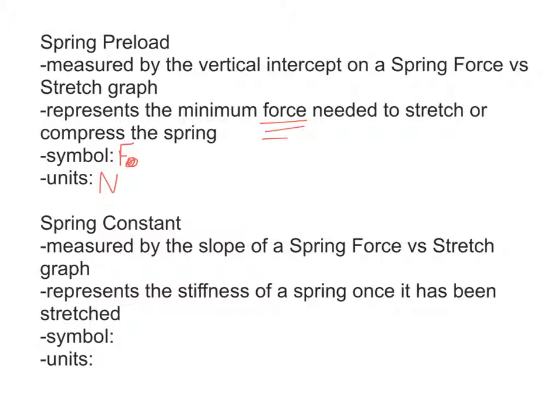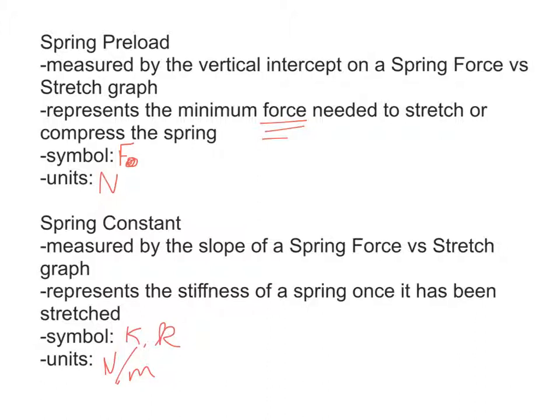The next thing we have is the spring constant, and this is measured by the slope of your spring force versus stretch graph. So again, we saw this in the lab. This tells you the stiffness of a spring once it has been stretched or compressed. The symbol for spring constant is a lowercase k, you'll see me probably write it like that a lot. And the units for spring constant are the same units as the slope. We had force on the y-axis and stretch on the x-axis. So these units are newtons over meters.